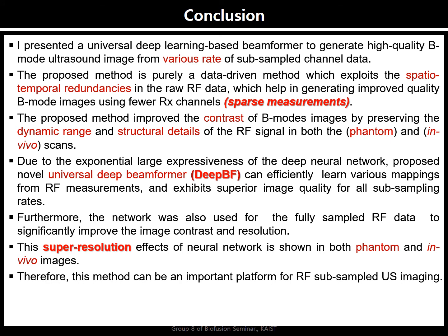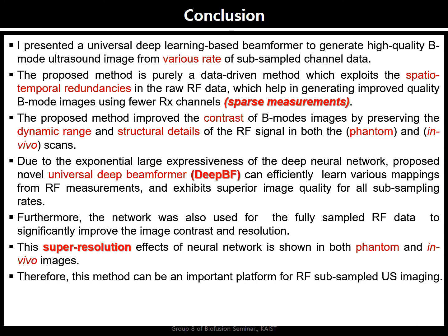The proposed method is purely data-driven and exploits the spatiotemporal redundancy in the RF data, which helps in generating improved quality B-mode images using fewer receiver measurements, or in other words, sparse measurements. The proposed method improves the contrast of B-mode images by preserving the dynamic range and structural detail of the RF signal in both the phantom and in vivo scans.